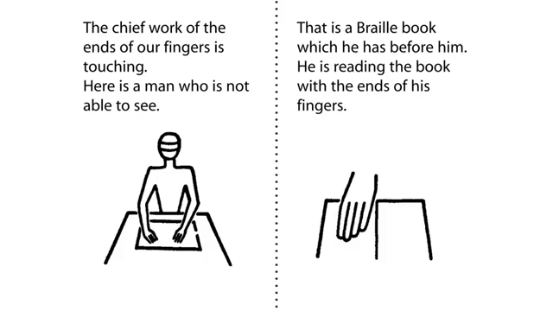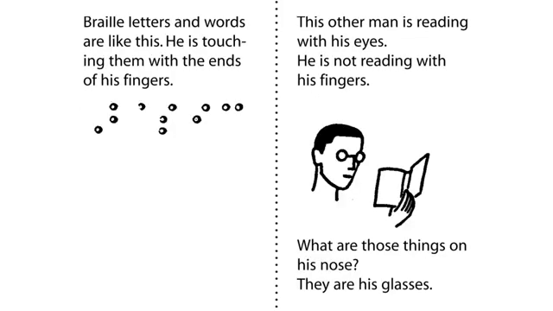Here is a man who is not able to see. That is a Braille book which he has before him. He is reading the book with the ends of his fingers. Braille letters and words are like this. He is touching them with the ends of his fingers.